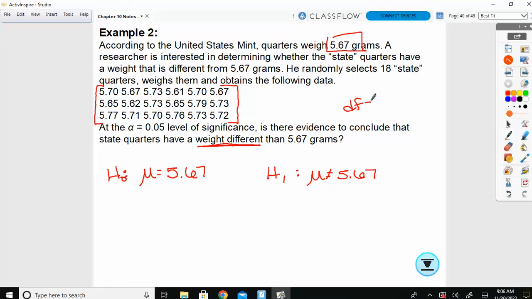How many degrees of freedom do we have in this problem? 17. We had 18 points, so that means 17 degrees of freedom. Now in the problem we did yesterday, we started out by finding the t value, which is kind of like a z value. So it's our mean minus the mean we were told, divided by standard deviation. But if I have this data, I don't have the mean and standard deviation available to me. I need to find those. So what should we do first?